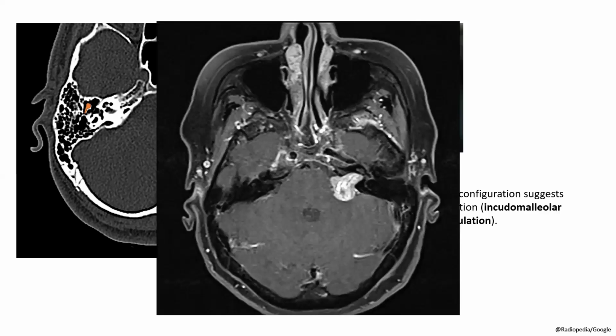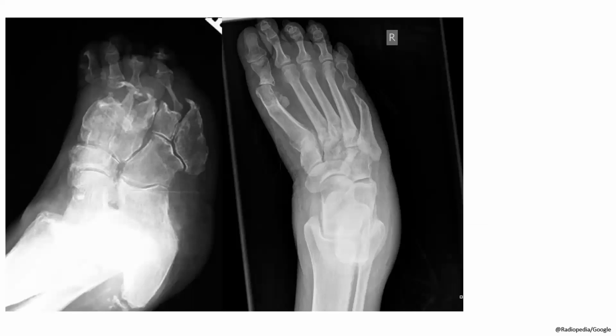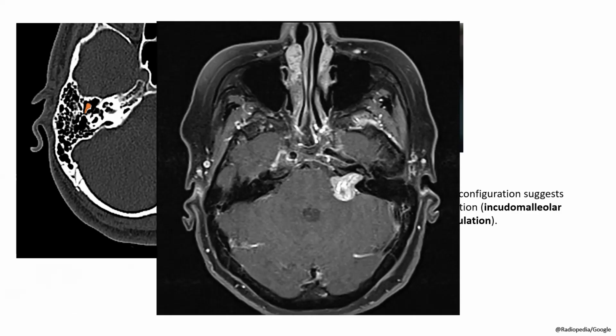What is this? This is ice cream cone sign of vestibular schwannoma. So this is vestibular schwannoma, which is giving an ice cream cone appearance on this post-contrast T1 weighted sequence.